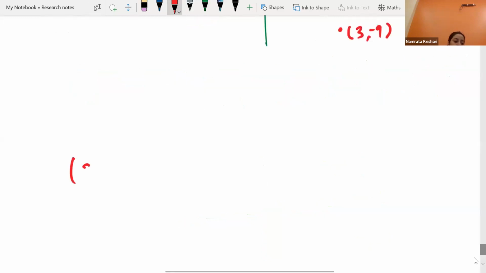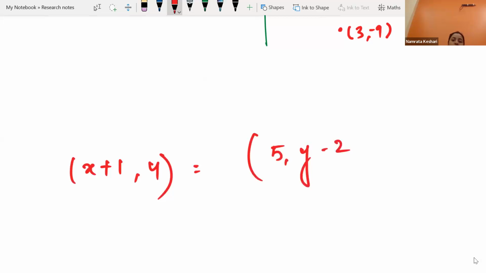If x plus 1 comma 4 is equal to 5 comma y minus 2, then what will be the values of x and y?